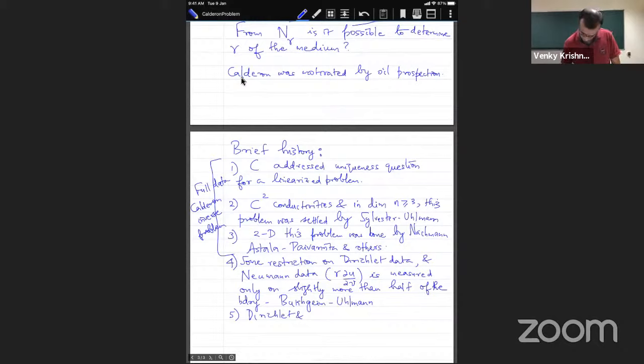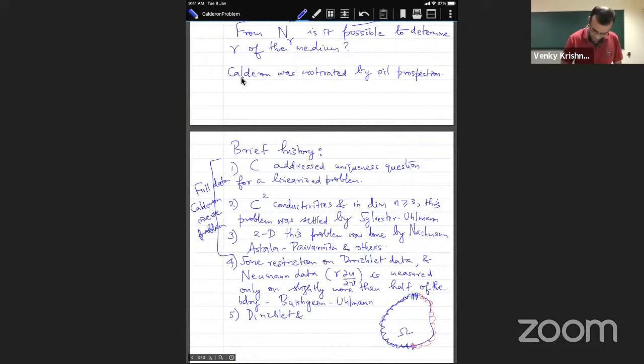So roughly speaking, let's say this is the medium, and you make Dirichlet measurements so that the Dirichlet data is supported on this piece, and let's say the Neumann data is only measured on this piece. With this, Bukhgeim and Uhlmann actually solve the inverse problem.